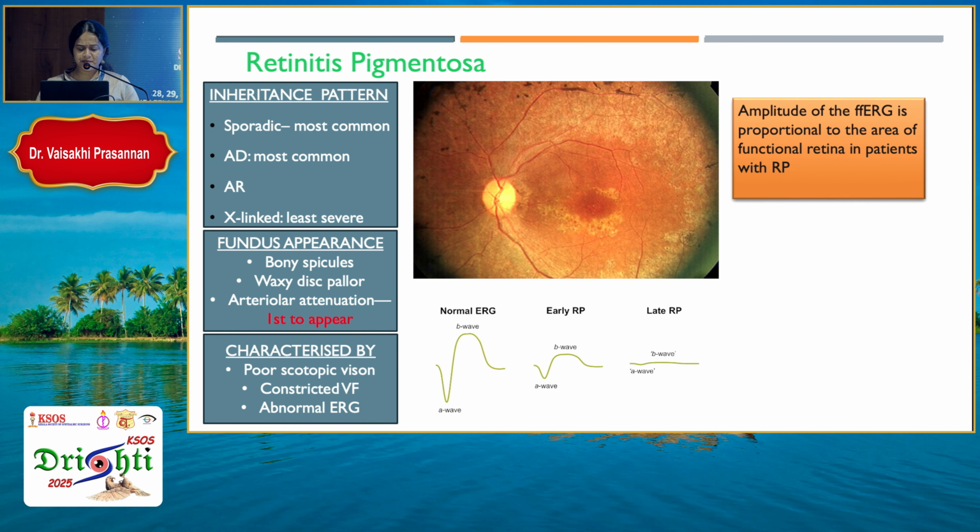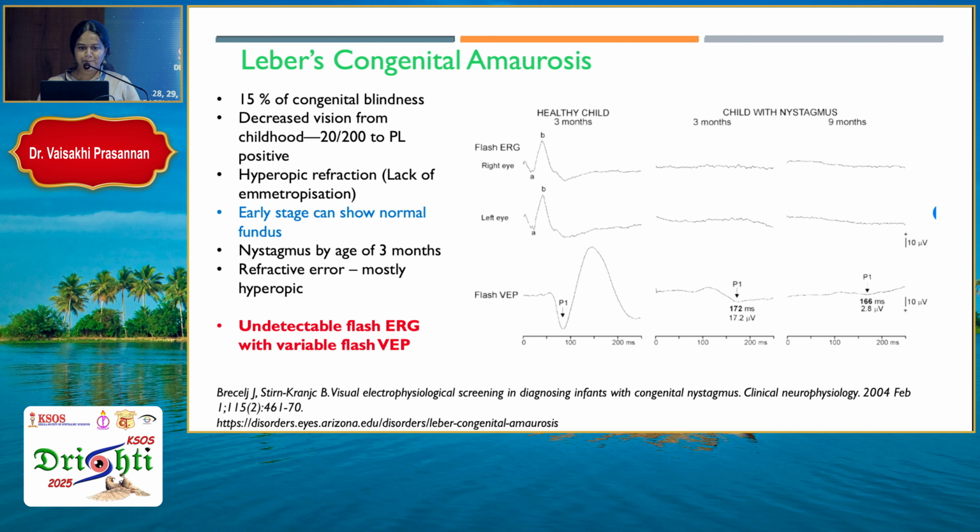In case of retinitis pigmentosa, usually both A wave and B wave are diminished, but the amplitude of full-field ERG is proportional to the area of functional retina which is present in such patients. Leber's congenital amaurosis contributes to about 15% of congenital blindness. Here, electrophysiology shows an undetectable flash ERG at an early age with a variable flash VEP.